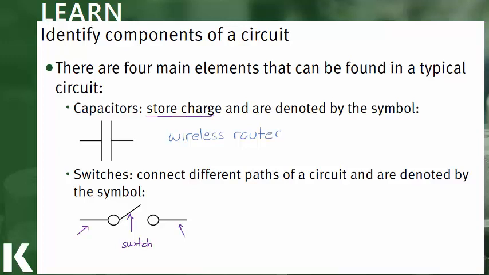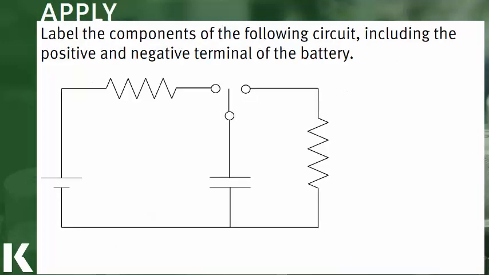We see these every single day. You probably use them 10 or more times a day. These are in your house. They are light switches, which either connect the circuit to turn on the light or disconnect the circuit to turn off the light. So let's take a look at an example circuit and identify our circuit elements.